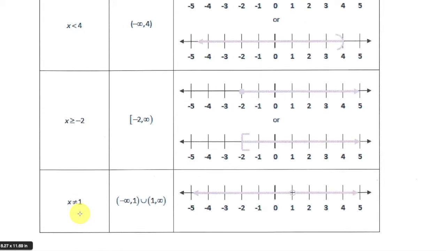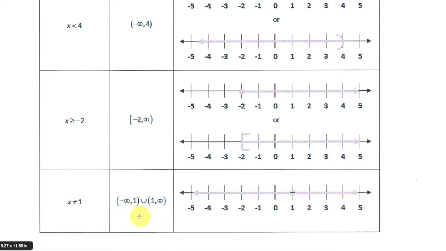In this example, we've got everything except for 1. So let's look at that. We start from negative infinity, we're going all the way through to infinity. So we've got arrowheads, but we're not including the point 1. So I show that as being a hollow circle. So the number line's pretty clear.